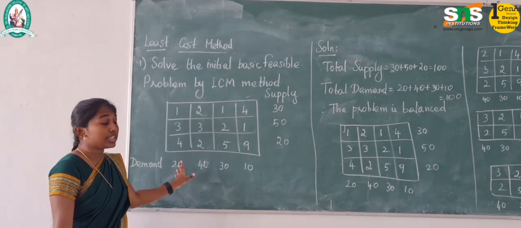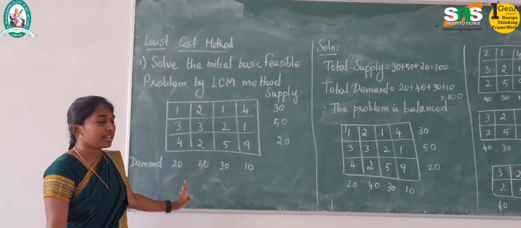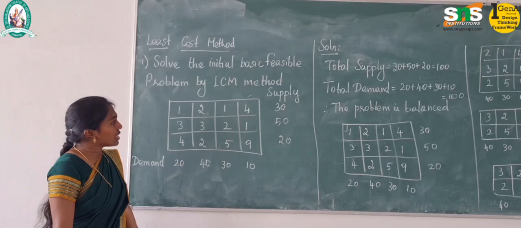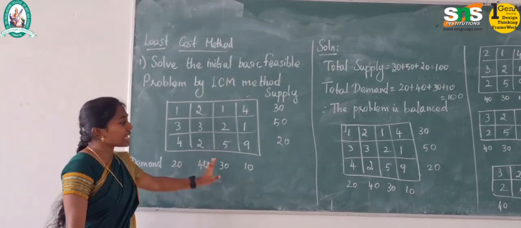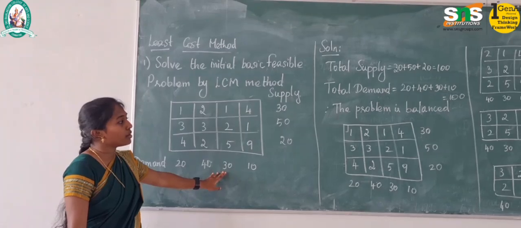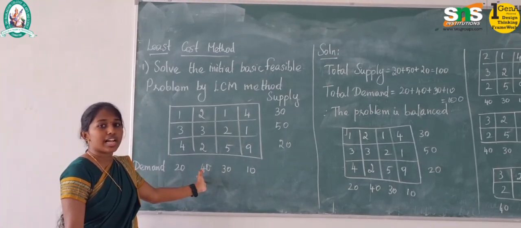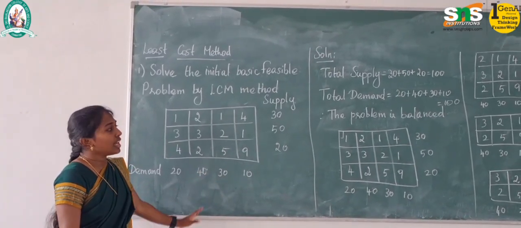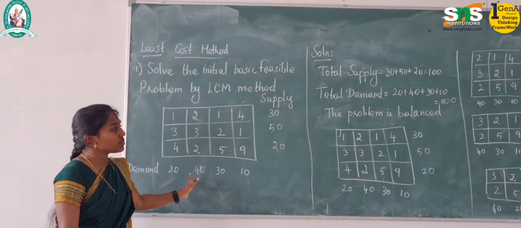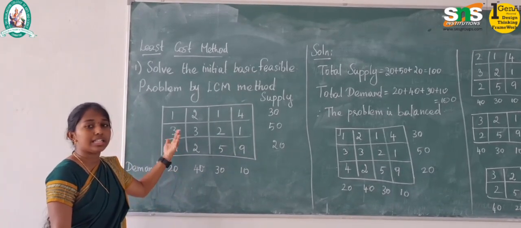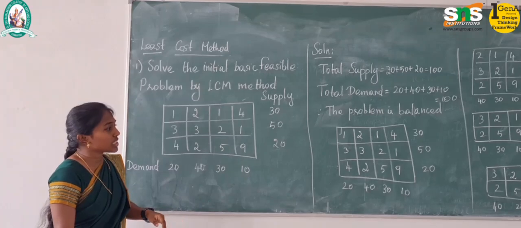We are going to check whether the problem is balanced or unbalanced. How are you going to check this? By adding the supply as well as the demand. If we get the same answer, we say that the problem is balanced. If it is a different answer, the problem is unbalanced. If it is balanced, we are going to proceed with that problem. If it is unbalanced, we convert that problem into a balanced problem. Then we proceed with that problem.